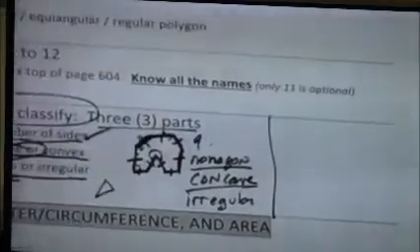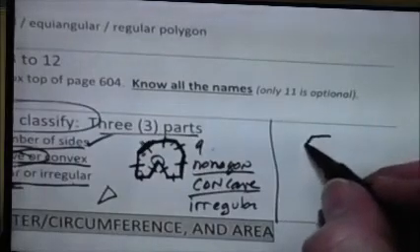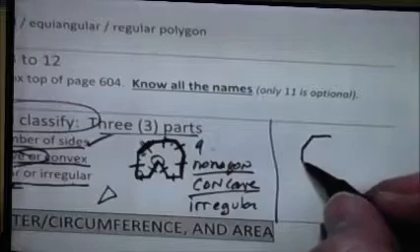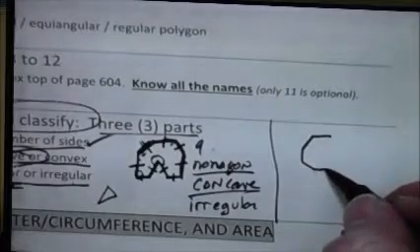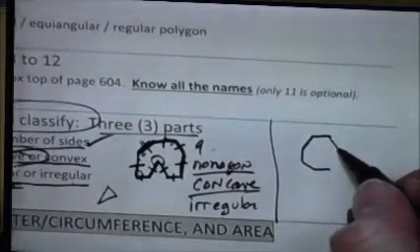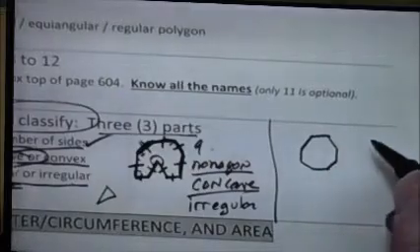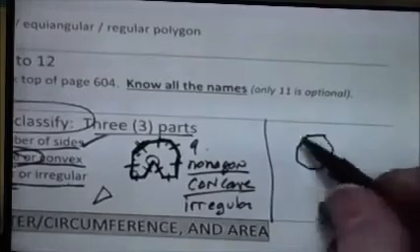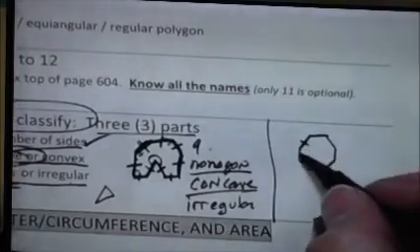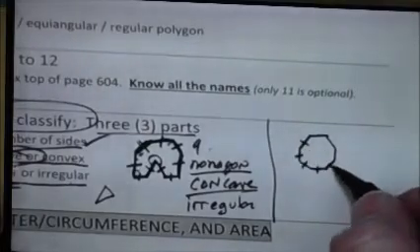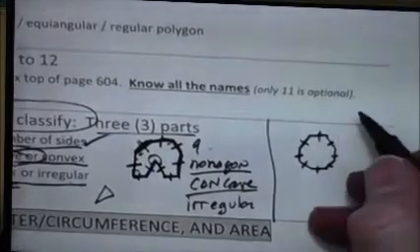Now, let me try to draw one that's a regular one. It's a little harder for me, but one that you would recognize as a normal shape is a stop sign, or what we think of as a stop sign. That's one that has 8 sides. 1, 2, 3, 4, 5, 6, 7, 8.